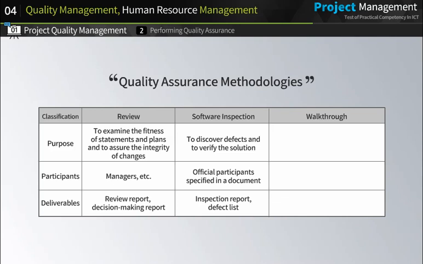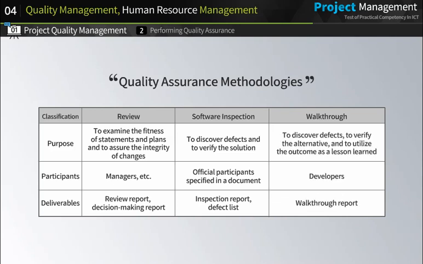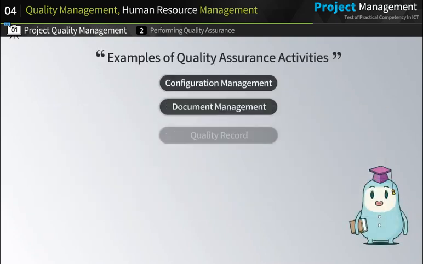Its deliverables include an inspection report and a defect list. Walkthrough aims to discover defects and to verify the alternative. Developers participate in the process. It produces as its deliverables a walkthrough report on a specific service.